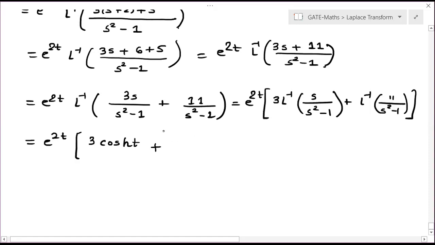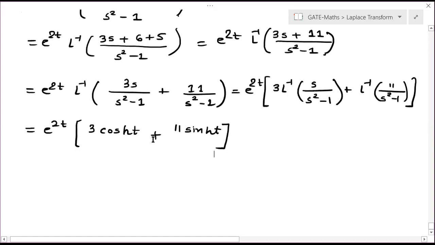Plus 11 can be taken outside and this is your sine hyperbolic t. Okay. And 1t, cos hyperbolic 1t, sine hyperbolic 1t. Okay. So this is your final answer till here. But in options, you can expect all answers in terms of e to the power.